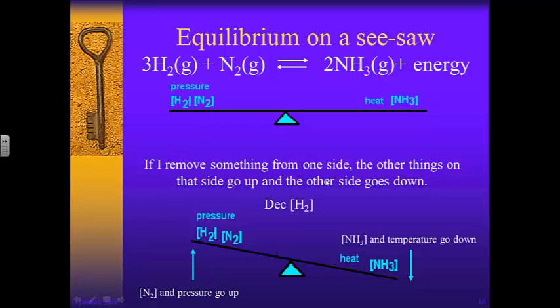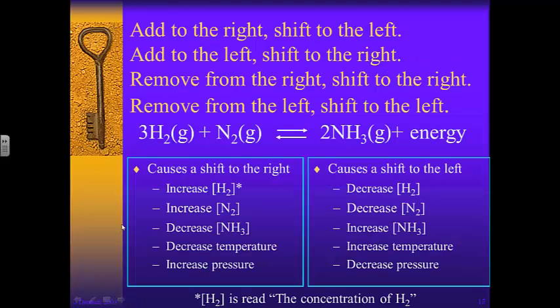If I remove something from one side, that side goes up and the other side goes down. In this example, if I decrease the pressure of H2, it's like taking a rock off the seesaw, which makes that side lighter, so that side goes up in the air, and the other side goes down. You have to decide which method is easier for you to understand: the balloon method, this method, or just simply knowing that when you increase something, the shift is away from that side, and if you decrease something, the shift is toward that side.